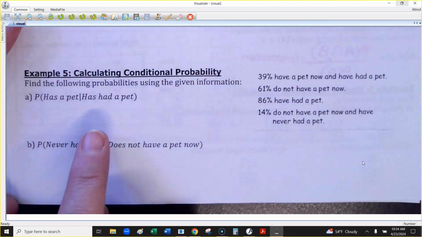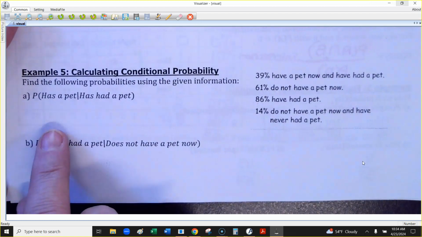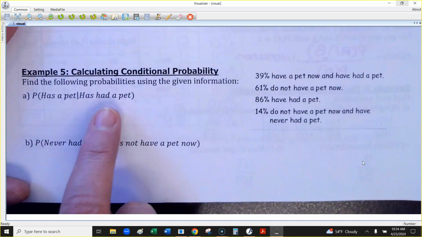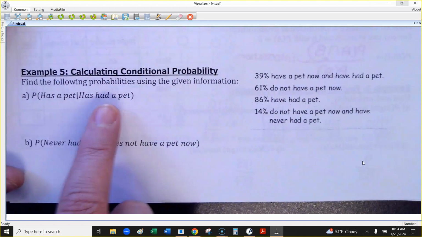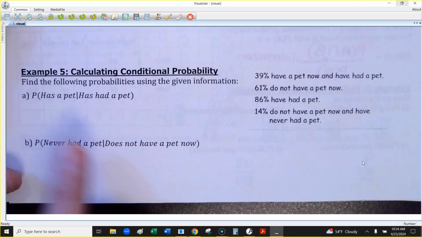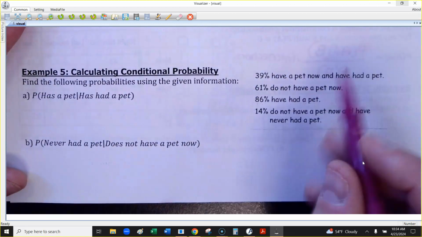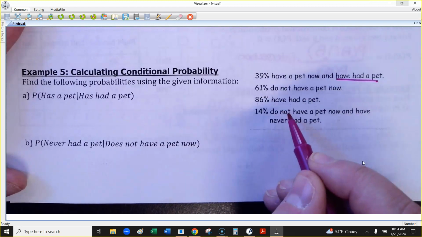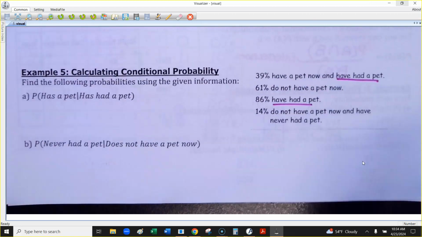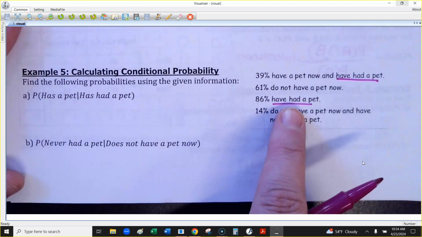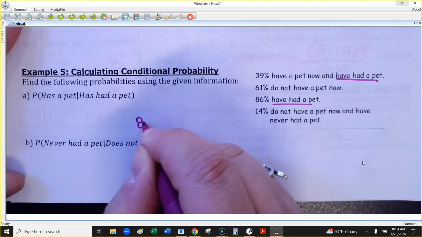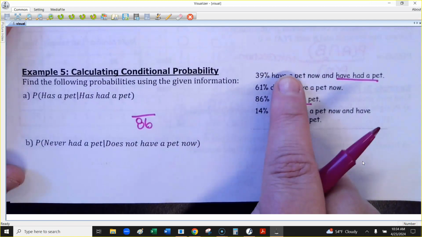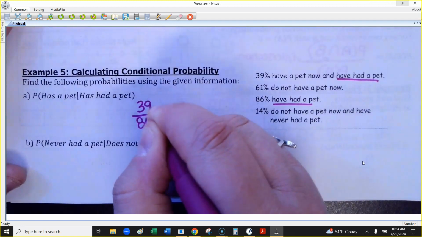Okay, now this says the probability given that they have had a pet that they currently have one. All right, so this one says I have a pet now and I have had one. This one says I have had a pet, so these can be tricky. So given that they have had a pet, you just put that percentage on the bottom. Put the 86 on the bottom, and that they have a pet now, the 39 goes on the top. That's all you have to do.